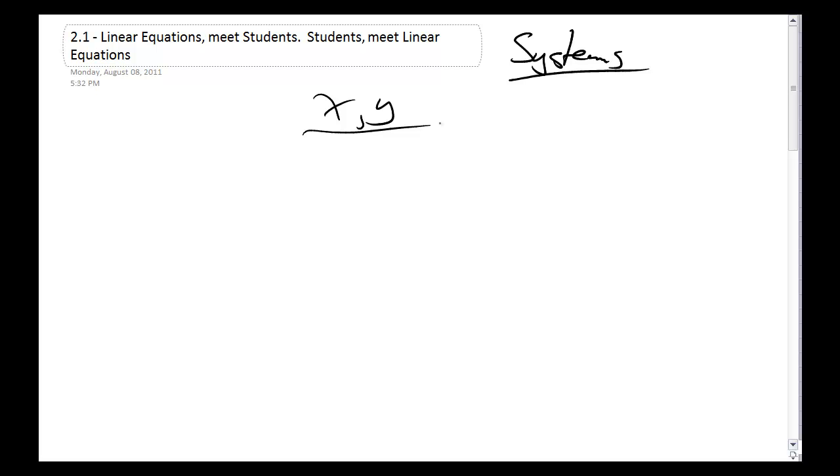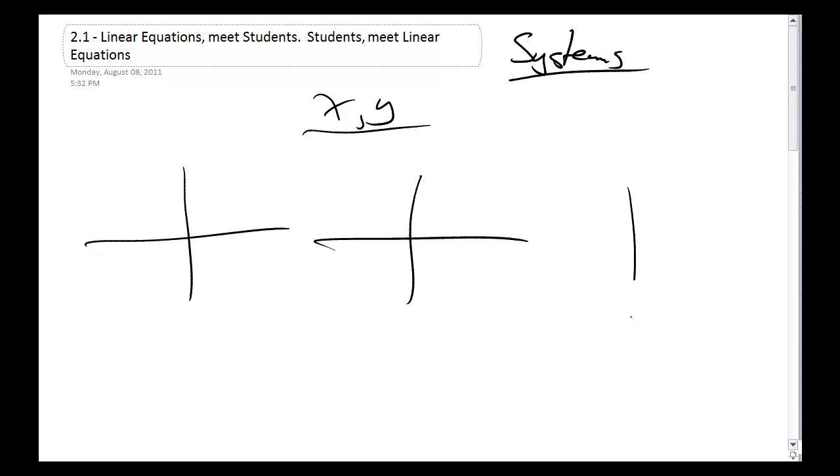In the last section, chapter 1, we were talking about linear equations, and we were graphing them. So there's three types of ways that two linear equations can interact with each other. Let's draw ourselves some x and y axes. They could be parallel to each other. I could have two lines in my system, and they could be parallel lines.